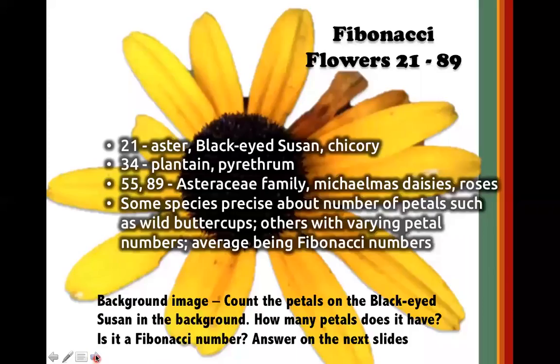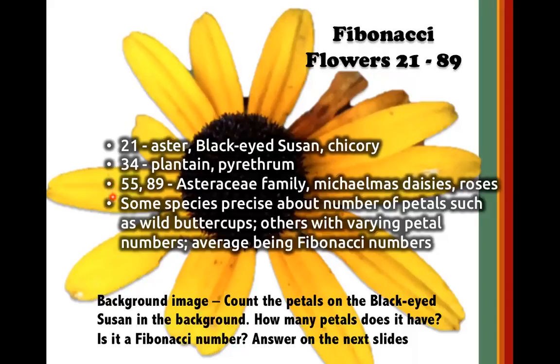Really gorgeous. Okay, Fibonacci flowers having 21 to 89 petals. So 21 petals can be found on asters, black-eyed Susans, and chicory. 34 petals for plantain and pyrethrum. 55 and 89 for the Asteraceae family: Michaelmas daisies, roses.